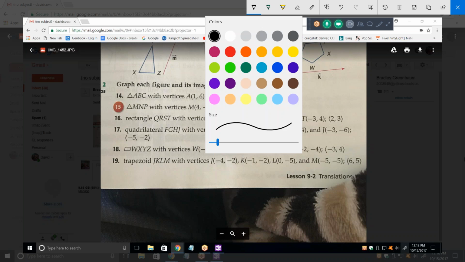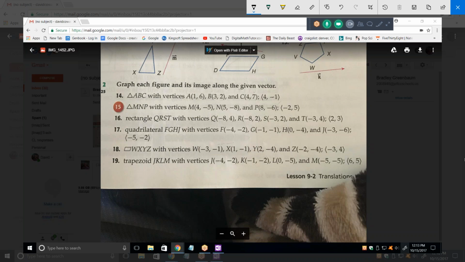Okay. 15 next. What's the red thing on the 15 mean? Is this a bonus question? I have no idea what that means. Yeah, I don't see anything special about this.